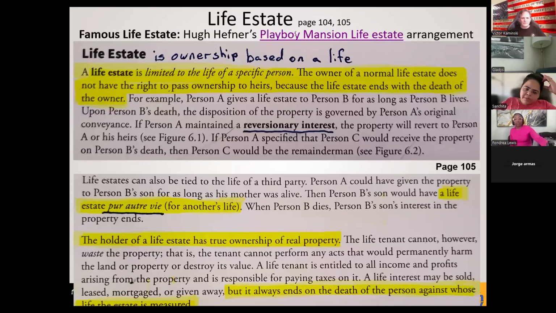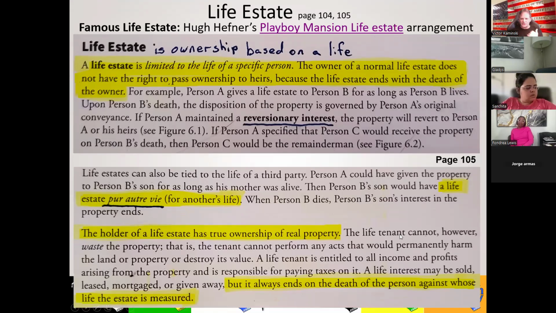So remainder man and per autre vie are similar? No. Per autre vie means for the life of another. Remainder man is a third party named in the instrument to be a beneficiary. So if I give you a life estate that's based on someone else's life, when they die, you lose the ownership.